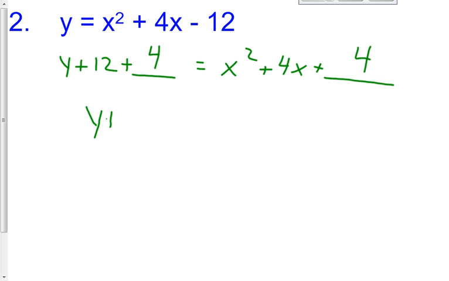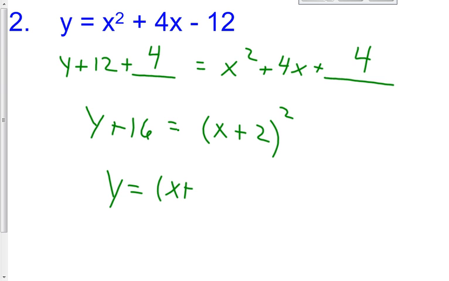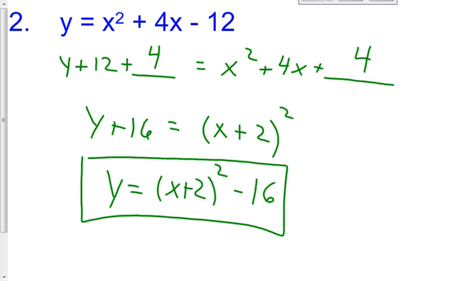So now we have y plus 16. That equals, I didn't need those parentheses there, I don't know why I put them there. We have y plus 16. That equals a binomial squared. That binomial is going to be x plus 2. So then lastly, y equals x plus 2 quantity squared minus 16. There is your answer for problem number 2.